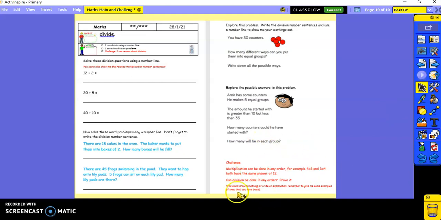And then there is a challenge at the bottom here, and this one is all about reasoning. So multiplication can be done in any order. For example, 4 times 3 and 3 times 4 both have the same answer of 12. So it doesn't matter whether I do 4 times 3 or 3 times 4, they will both have the same answer. But can division be done in any order? Prove it. So you're going to have to pick a division number sentence. You might want to use one from over here this morning. Can that be done in any order? Prove it to me. You could draw something, you could write an explanation to explain why it doesn't work or why it does work. And can you give me some examples? So can you try a few out to show me that you've tested it?